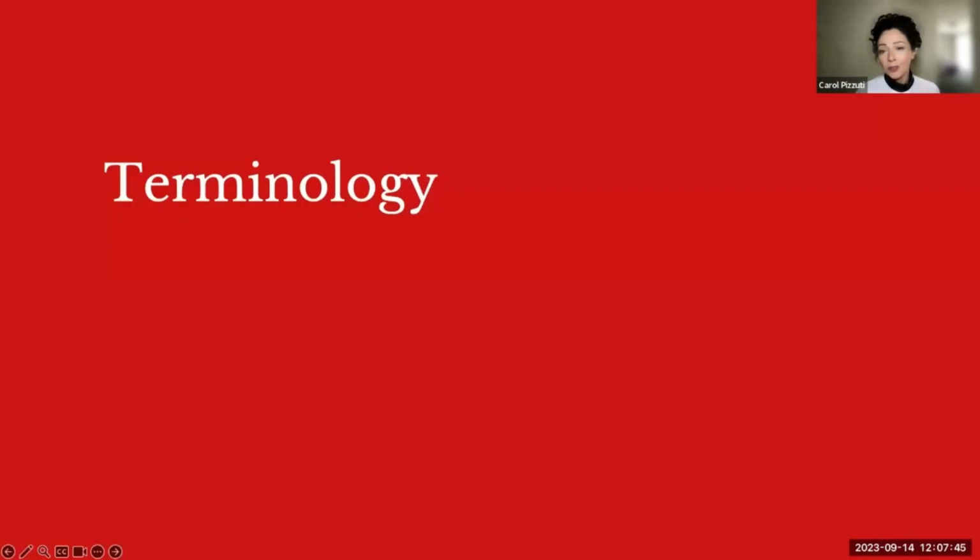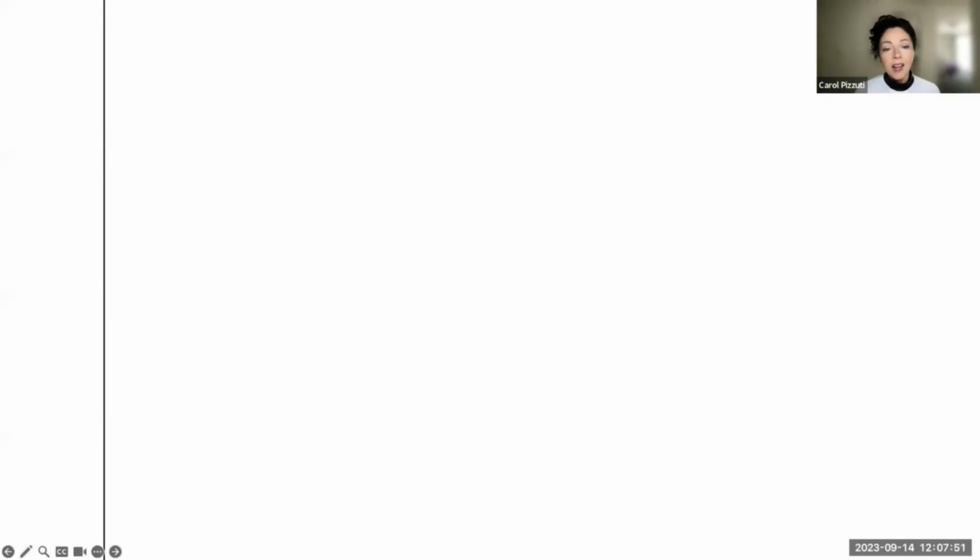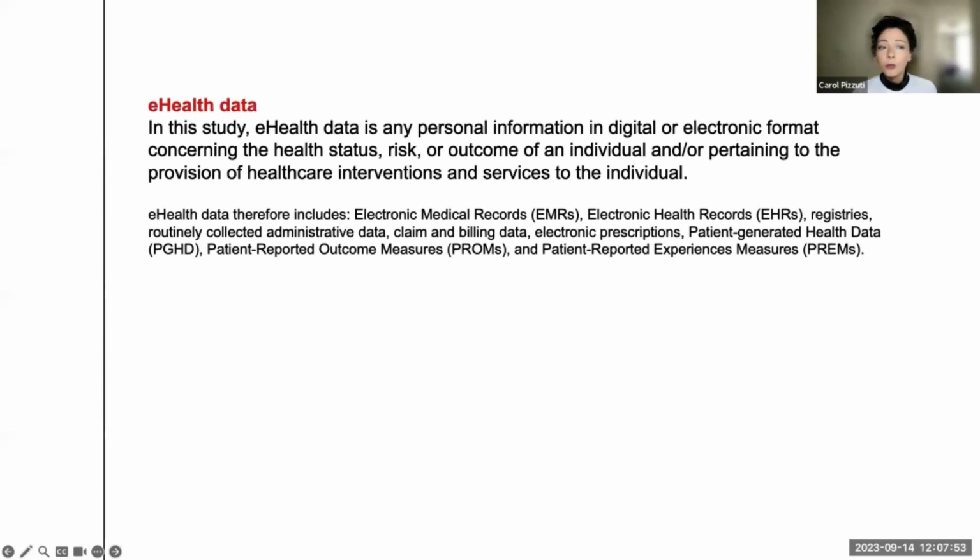So first of all, I usually provide some clarifications around the terminology, so we are all on the same page. For this study, there are two core terms that we need to clarify. The first one is electronic health data. In this study, electronic health data is any personal information in digital or electronic format concerning the health status, risk, or outcome of an individual, and all pertaining to the provision of healthcare interventions and services to the individual.